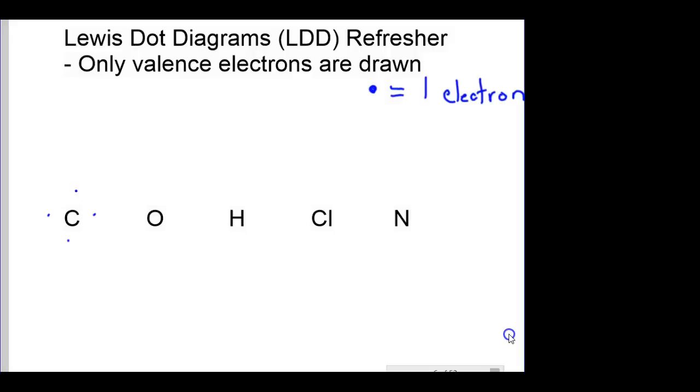How do you know? Yeah. So 2 goes into the first energy level, which means you have 6 electrons remaining. We put 1 dot on each of the 4 sides, and then we double up. How many valence electrons would hydrogen have? Only 1.